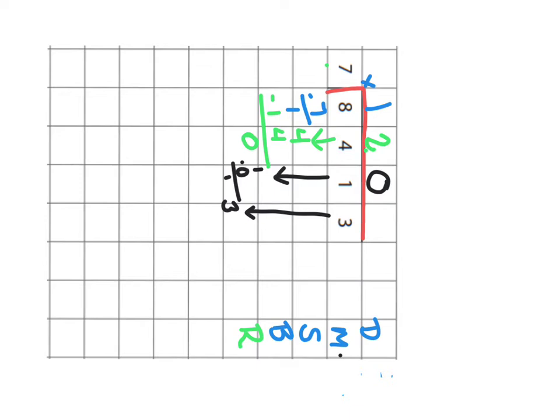13 divided into 7 groups. We just said that 14 divided into 7 groups is 2. So 13 divided into 7 groups would be 1. I can't go over 13, and 14 would be over, so I have to go back down to 1. 7 times 1 is 7. I subtract, and it leaves me with a remainder of 6.